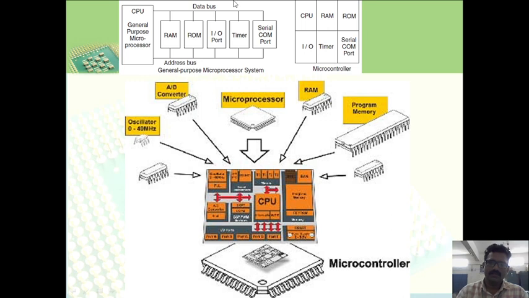You can see here the block diagram of a general purpose microprocessor system. There is one CPU, and memory, IO devices, and timers are all externally connected with an address bus and data bus. These are the different parts you can see. And this is the block diagram of a microcontroller. Here you can see all these parts, CPU, memory, AD converters, oscillator, all available in a single chip. This is called a microcontroller.